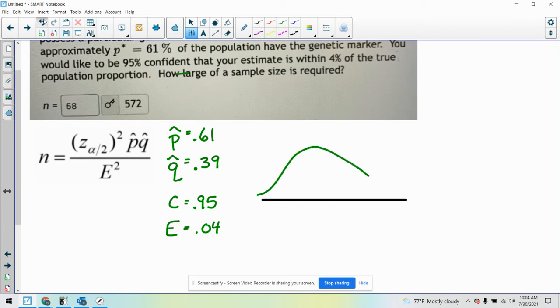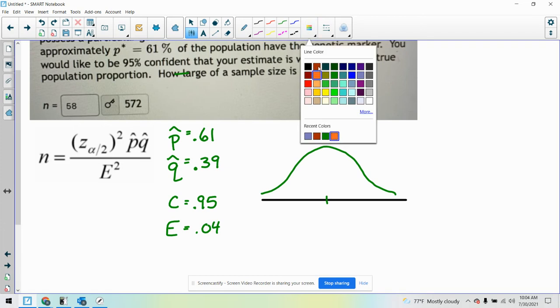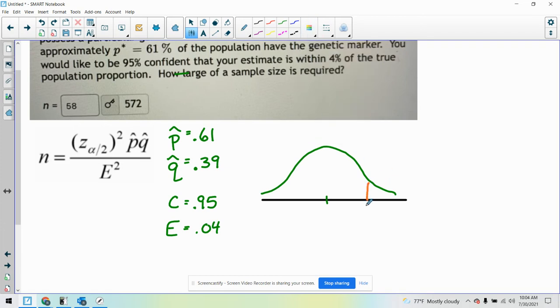Let me redo that. What I'm looking for is the z value. This is z and negative z that cut off the middle 95%. If it cuts off 95% in the middle, that means there's an equal amount on either side. So it's 5% divided between these two spots. This side's going to have 2.5%, or 0.025, and this side's going to have 2.5%, or 0.025.